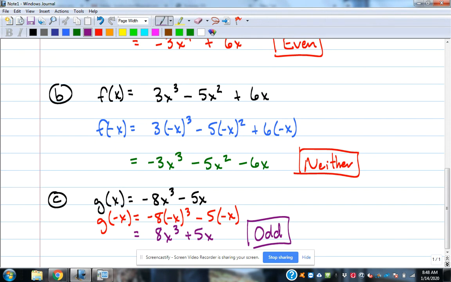The exponents on those variables are all even. So if it's an even function, all of the exponents on the variables have to be even. If it's an odd function, all of the exponents on the variables have to be odd.